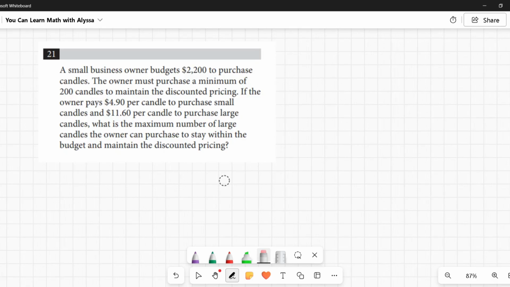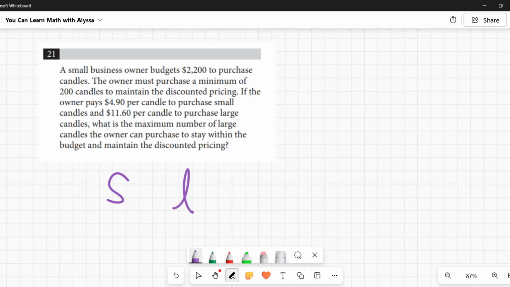Number 21. A small business owner budgets $2,200 to purchase candles. The owner must purchase a minimum of $200 to maintain the discounted pricing. If the owner pays $4.90 per candle to purchase small candles and $11.60 per candle to purchase large candles, what is the maximum number of large candles the owner can purchase to stay within the budget and maintain the discounted pricing? All right, so I'm going to call small candles S and large candles L.